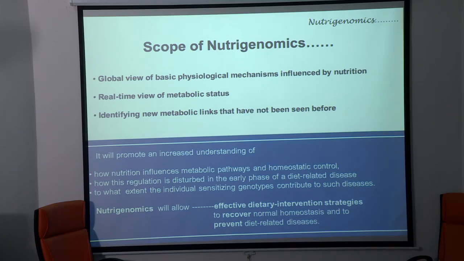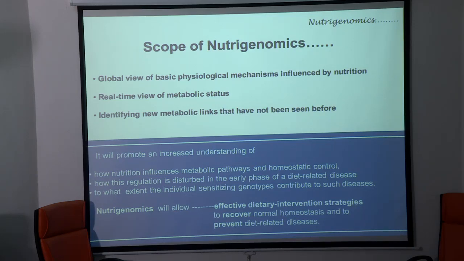What is the scope of nutrigenomics? It will give you a global view of the basic physiological mechanism which is influenced by diet. It will give you a dynamic real-time view of your metabolic status at an individual level as well. It will identify new metabolic links that have not been seen before. So if you can get an insight into all these, then it will help in understanding how nutrition influences metabolic pathway and cell homeostasis, how the regulation is disturbed in the early stages itself of the diet-related disease, and to what extent the individual sensitizing genotype contributes to this disease, because that person has got predisposition, so he is sensitive to that particular diet. So we can understand at that level that to what extent is that genotype contributing to this disease. So as a result, it will allow very effective dietary intervention strategies.